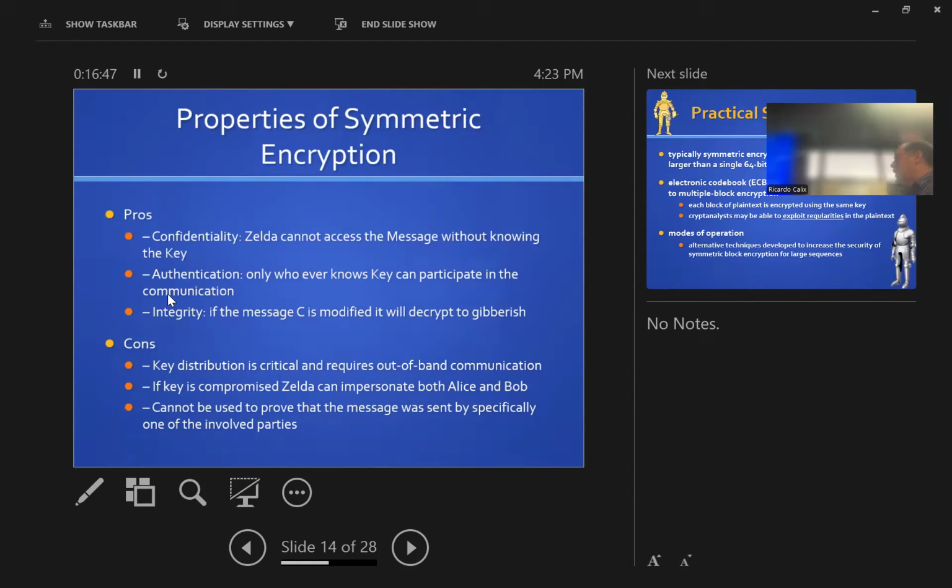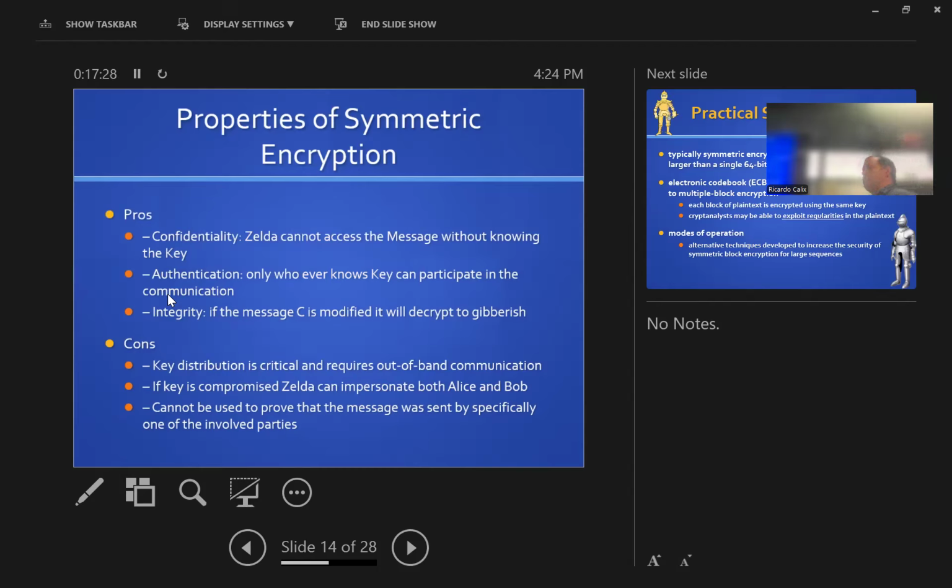All right, so here we're going to talk a little bit about properties of symmetric encryption, kind of to summarize this. So the pros: confidentiality. Zelda cannot access the message without knowing the key, right? Authentication: only whoever knows the key can participate in the communication. You can see that there. Integrity: if the message C is modified, it will decrypt to gibberish, right? We've actually tested this. I guess it depends on the algorithm a little bit.